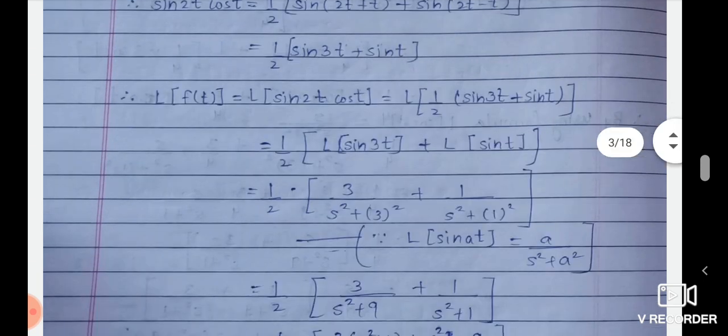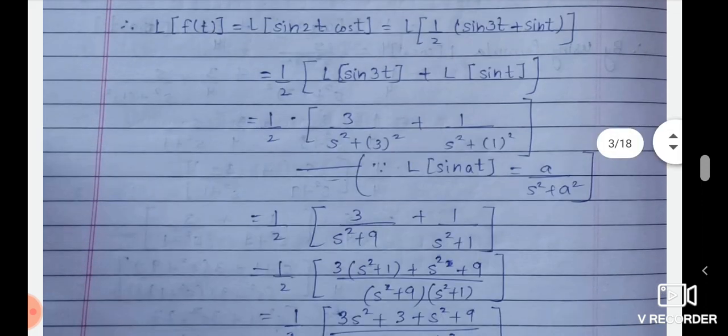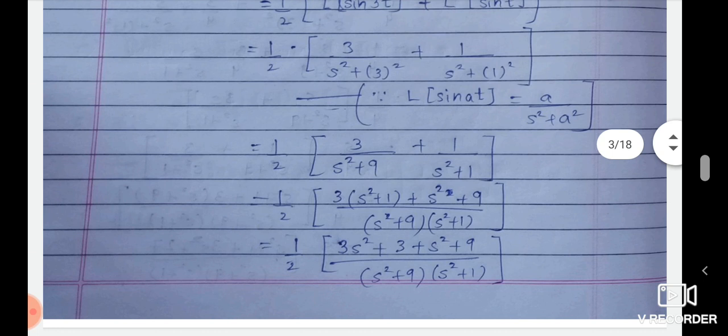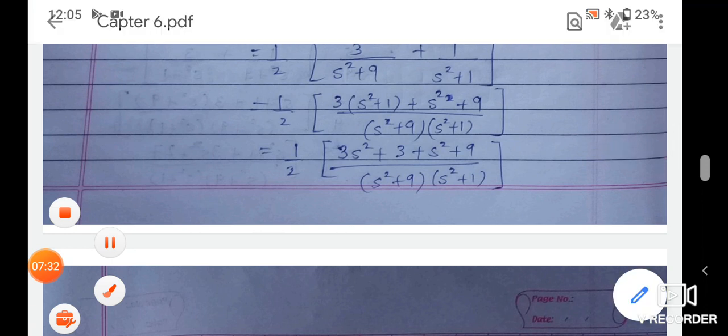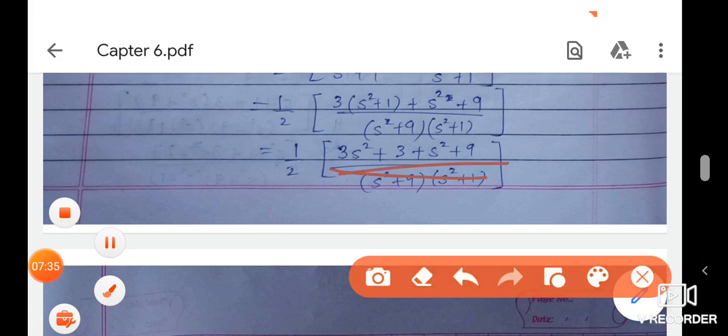Then L of sine 3t. What is L of sine at? It is a upon s square plus a square. For the first term, sine 3t, your a is 3. For the second term, it is simply sine t, so your a is 1. Again, do the cross multiplication. Simplify the terms. So you're getting this thing after simplifying.